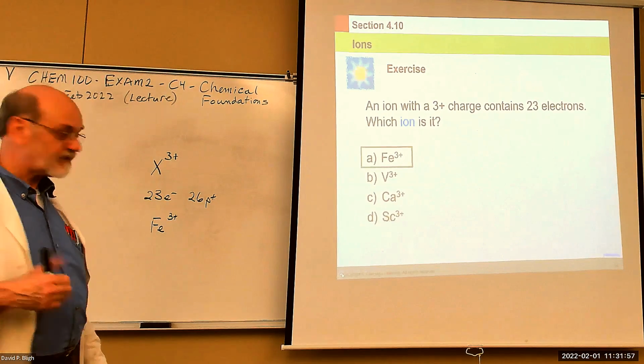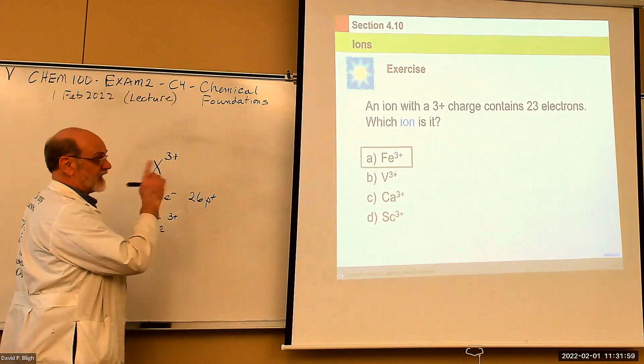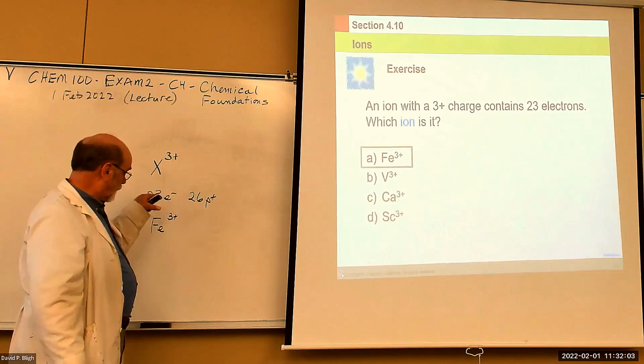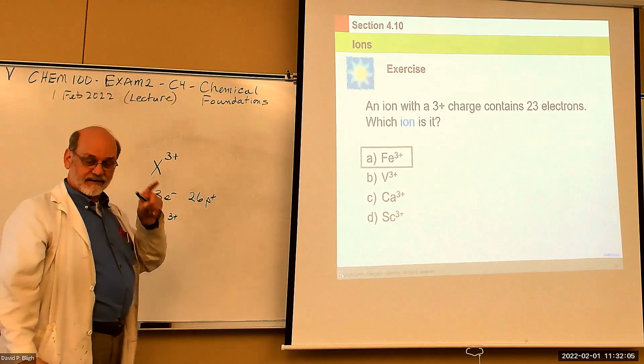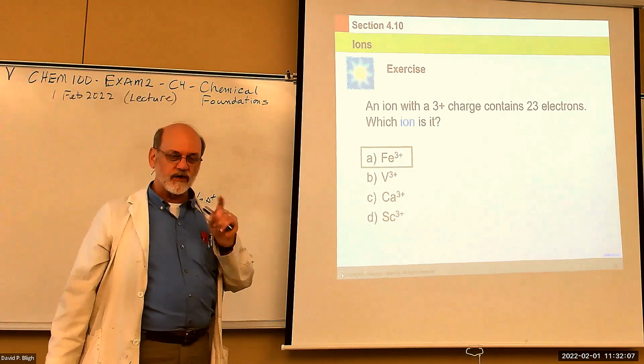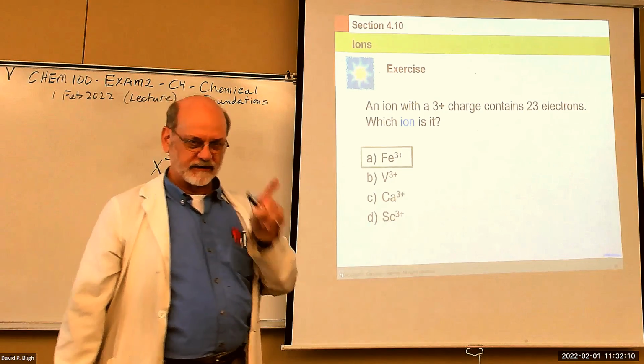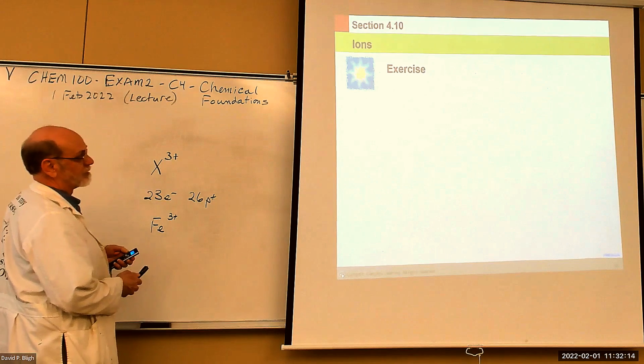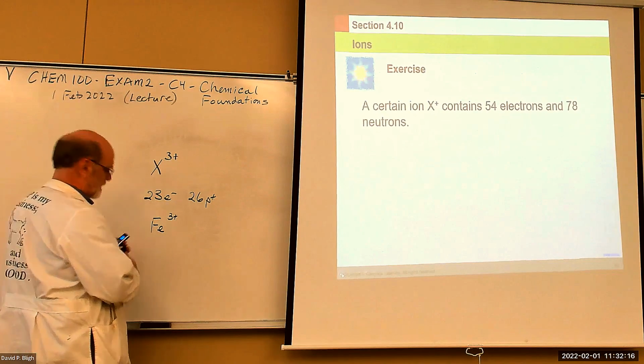Okay? That's how we deduce the identity of that ion. We look for how many protons it has. That is definitive. If you know the number of protons, you know the element. How about this one?